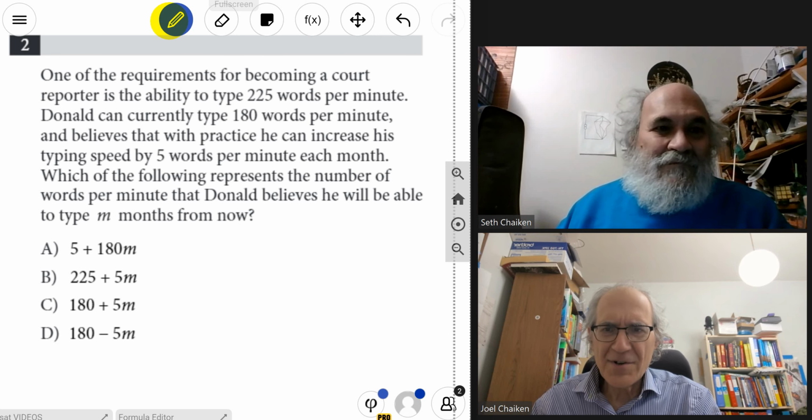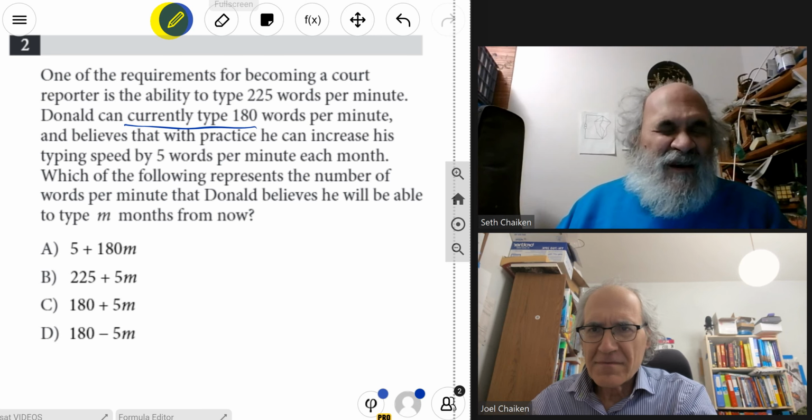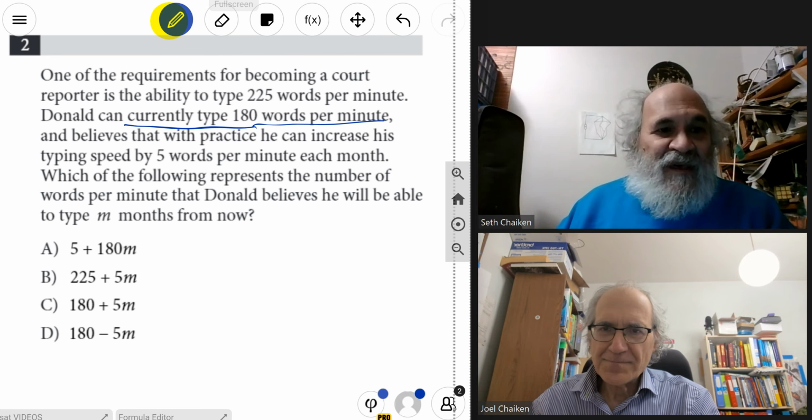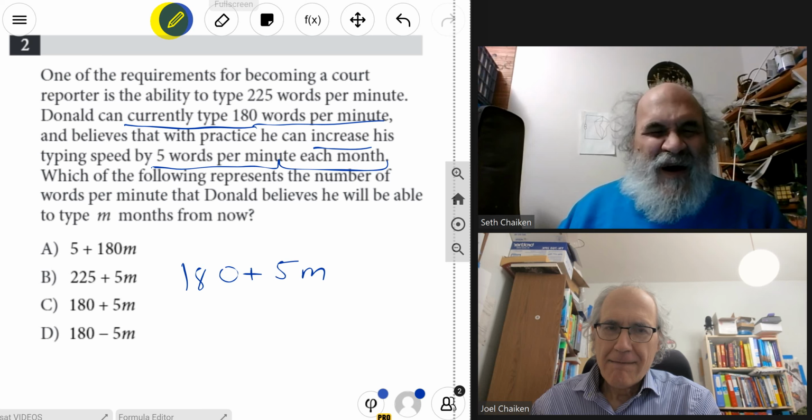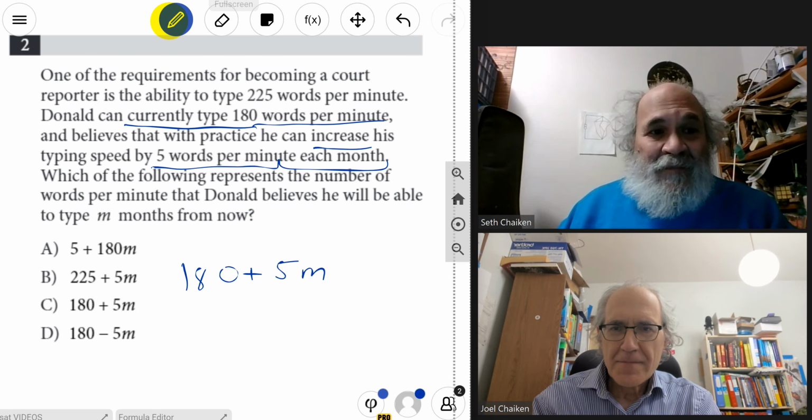He can currently type 180. Okay, let's underline the relevant things. He can currently type 180 words per minute, right? He believes he could increase his typing speed by 5 words per minute each month. So his speed now is 180, and in M months he will increase it by 5 words per minute each month. There's the formula, and that's it.